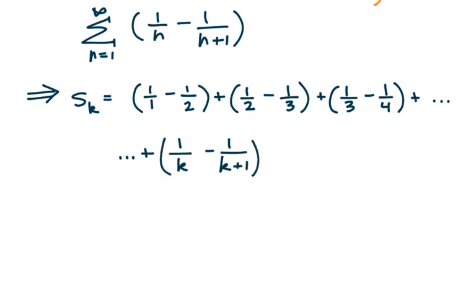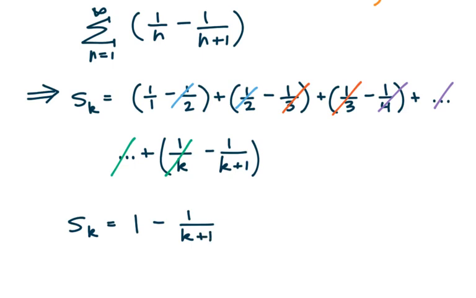That's my kth term. What you'll notice is I have minus 1/2 plus 1/2, minus 1/3 plus 1/3. The same thing would happen with my 1/4; there would end up being a plus 1/4 over here. And with my plus 1 over k, the second term in the preceding term would be minus 1 over k. So this simplifies down, and I can say that S of k equals my first term, which is 1, minus the very last term there, 1 over k plus 1.